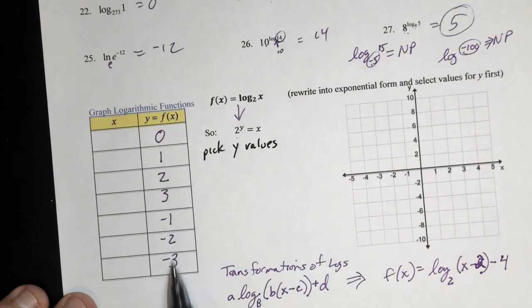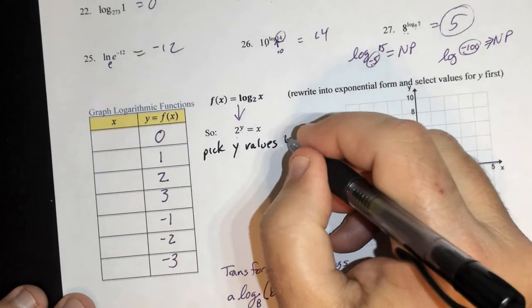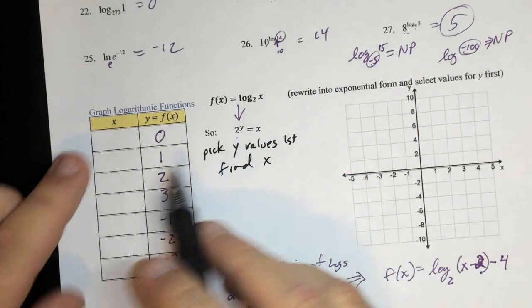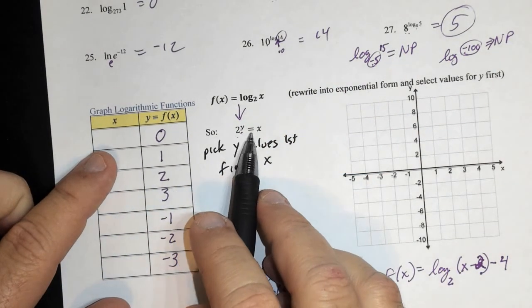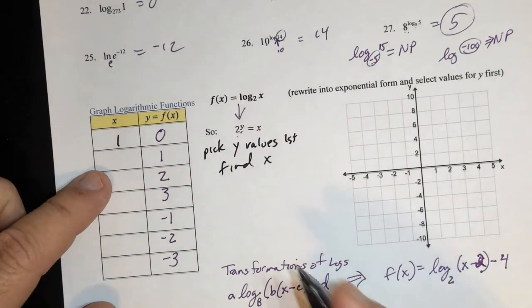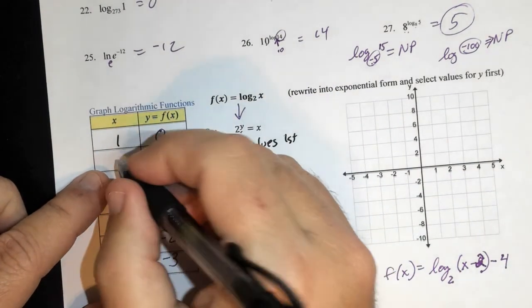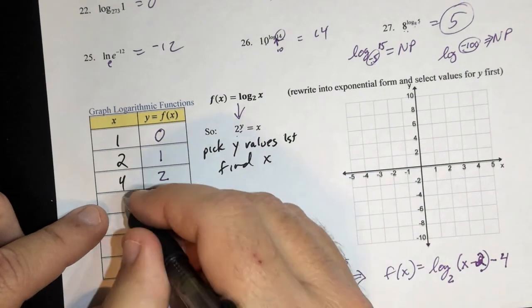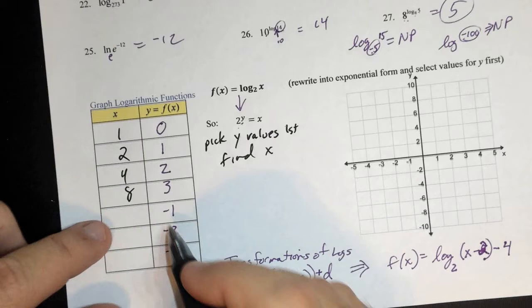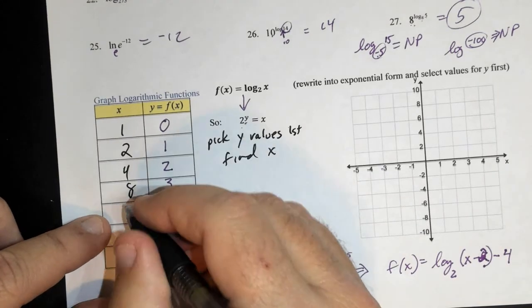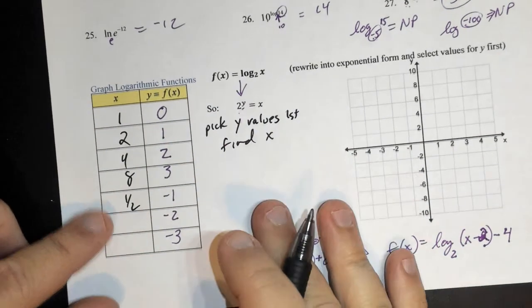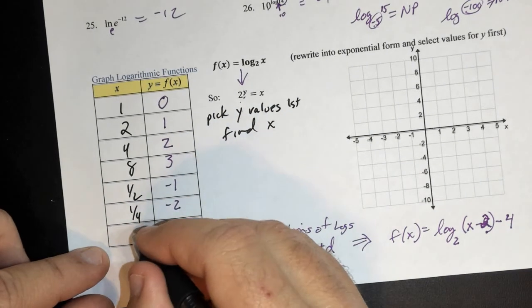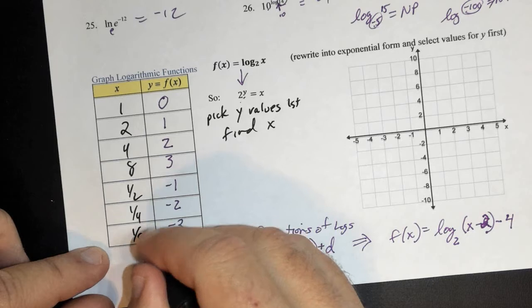So here's what I've done. I've picked all these first. And then we're going to find the x. So when I plug 0 in for y, that's 2 to the 0 power, which is 1. Plug 1 in for y, that's 2 to the first, 2 to the second, 2 to the third, 2 to the negative 1, 1/2, 2 to the negative 2, 1/4, and 2 to the negative 3, 1/8.